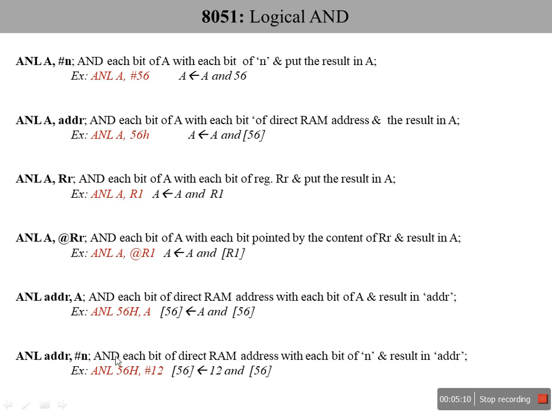Similarly, it is possible to have an AND operation with the immediate number and the operand which is found in the given address. ANL address comma hash n. Here this hash n is an immediate number in the instruction. This immediate number will be logically ANDed with the number which is pointed by this given address. For example, ANL 56H comma hash 12. This hash 12 is an immediate number. This hash 12 will be logically ANDed with the content of memory location 56, and the result will be in this particular location, say 56 here.